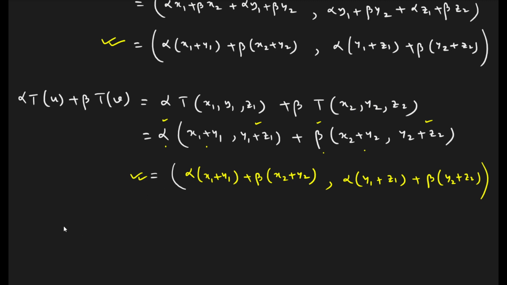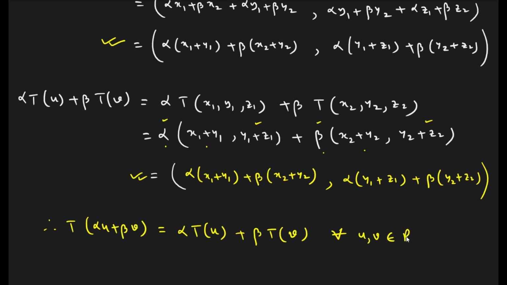So what can you say now? Therefore T of alpha u plus beta v is equal to alpha into T of u plus beta into T of v, for all u, v belonging to R cube and alpha, beta belonging to the field. Here the field is R. So the condition is satisfied. Therefore T is a linear transformation.